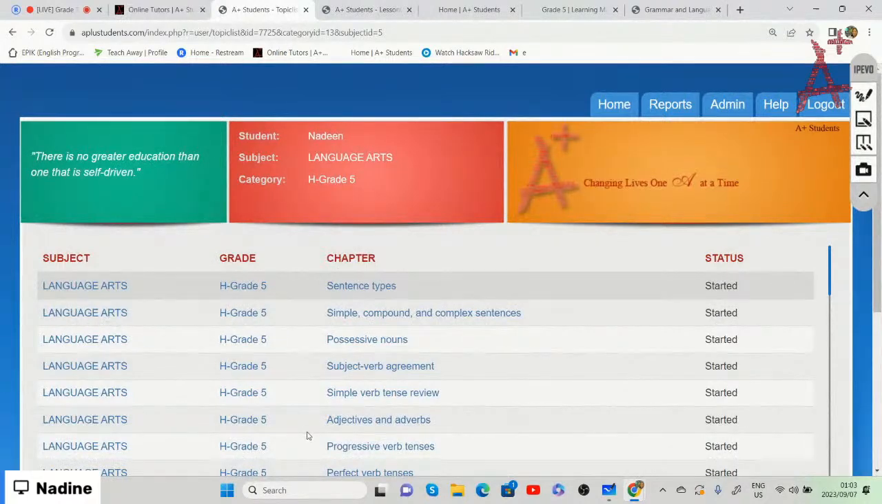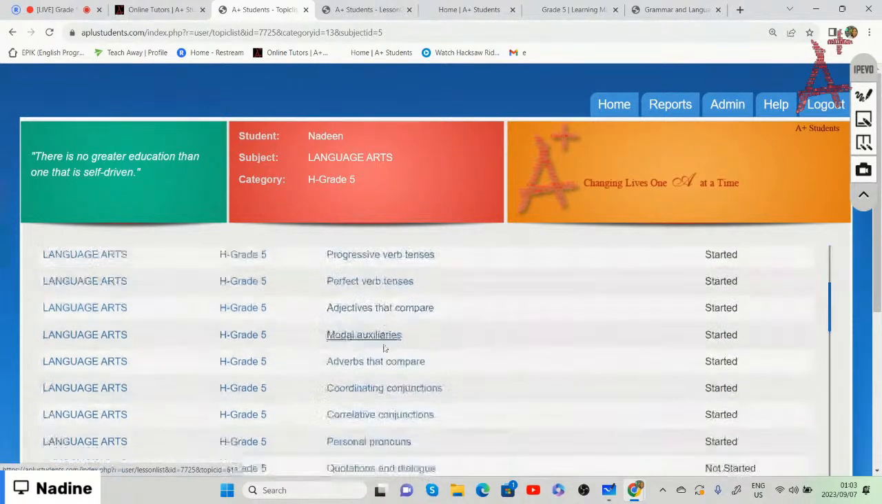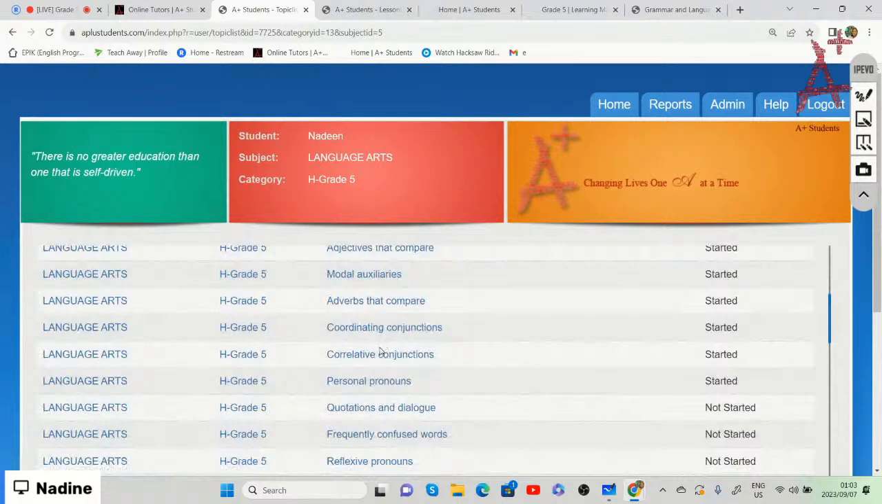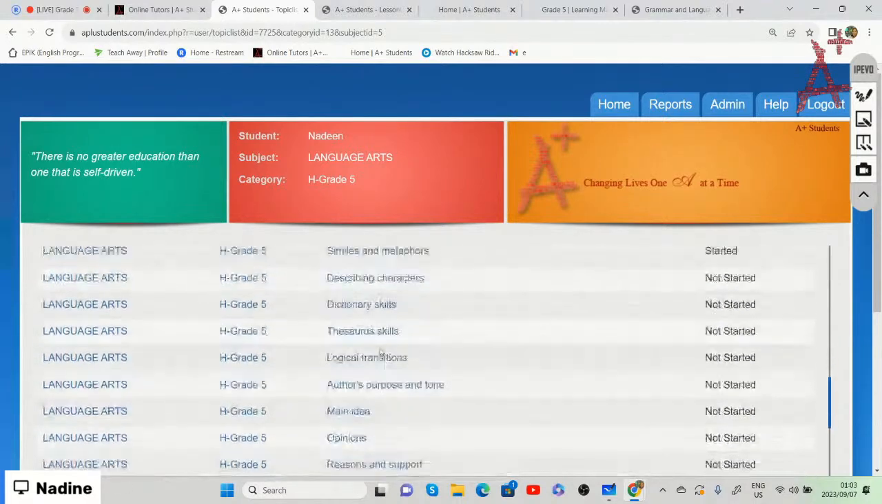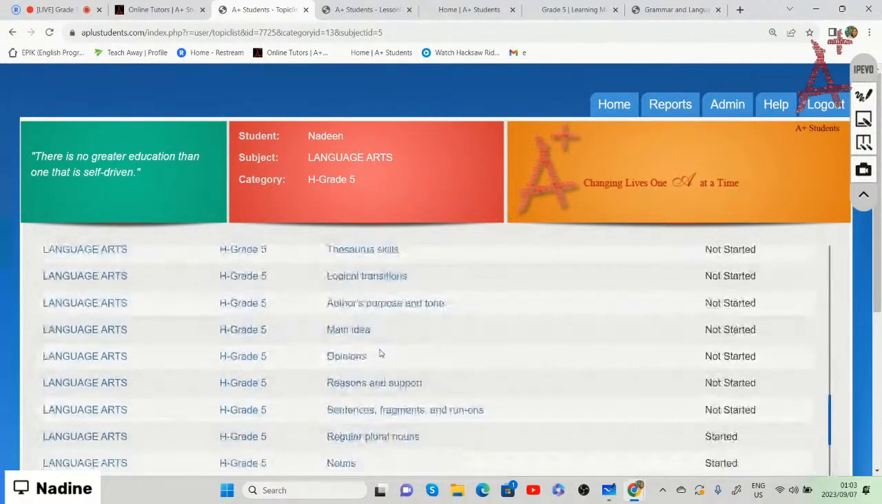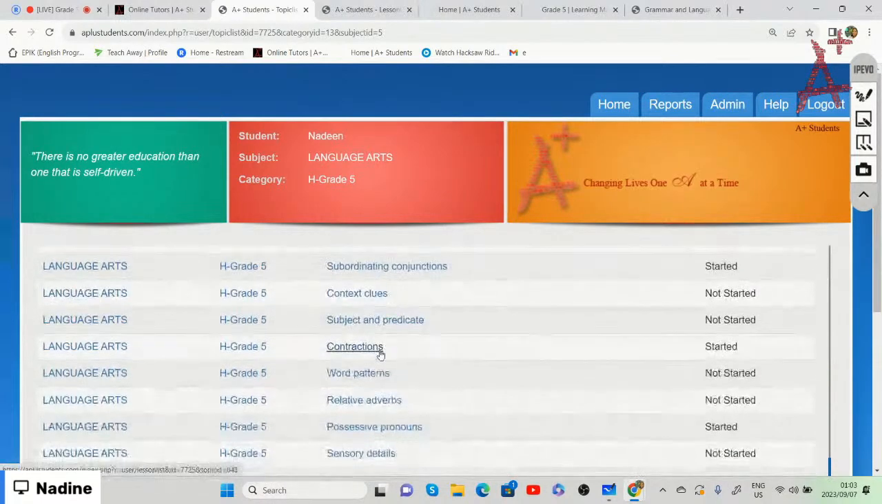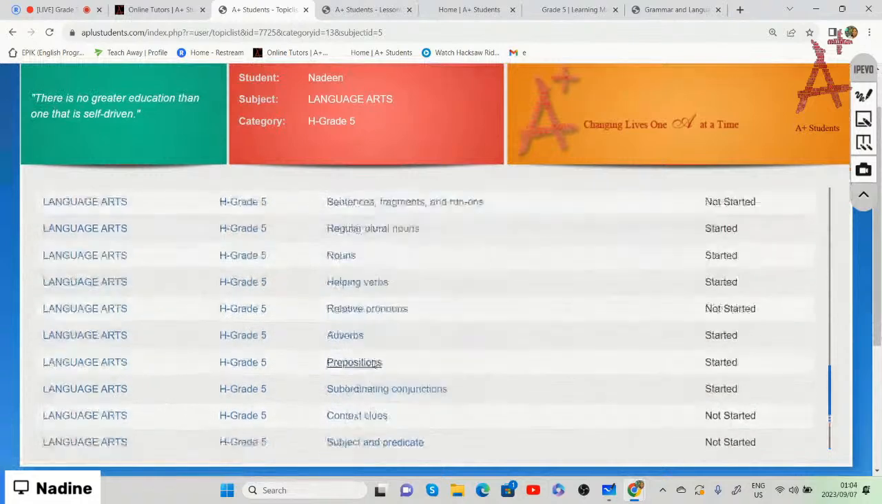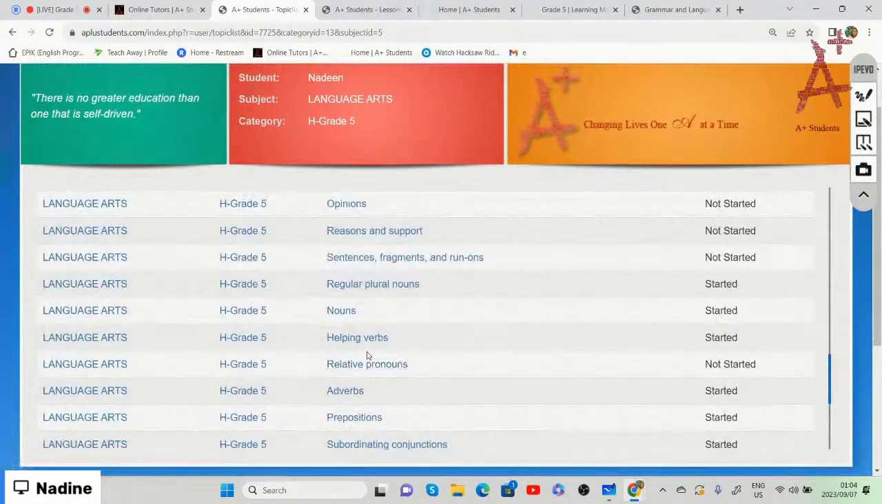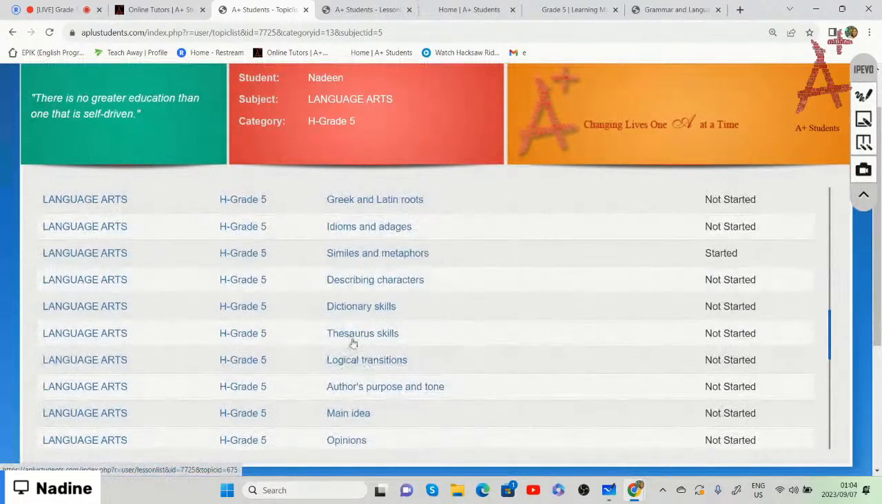All right, so once we have selected grade 5, when we get to the chapter list, we are going to scroll down until we get to the chapter of similes and metaphors. Similes and metaphors, grade 5. Over there.